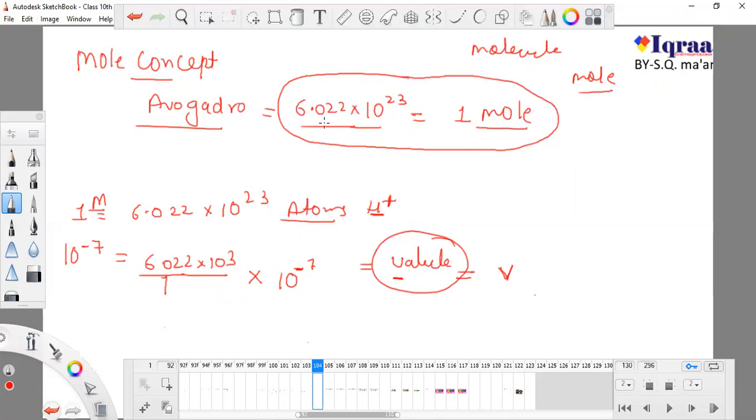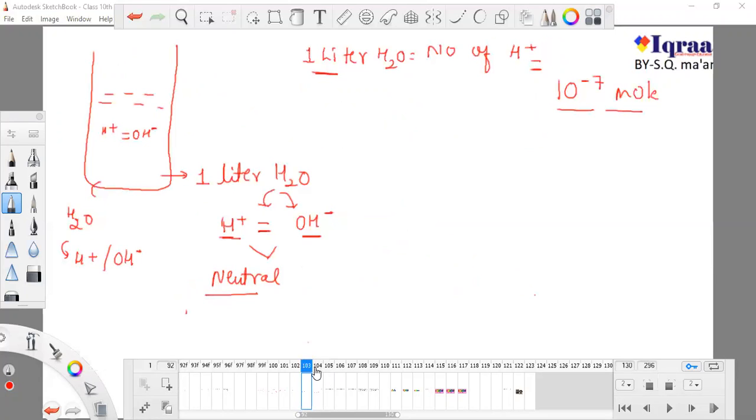I am not going to teach you about the Avogadro number in this class. It is from the 9th class, the previous class. You just have to remember that 1 mole contains this many atoms. And if we want to find out how many atoms come for 10 to the power minus 7 mole, a value will come, and we are calling it V, because we are not going to do numericals here.